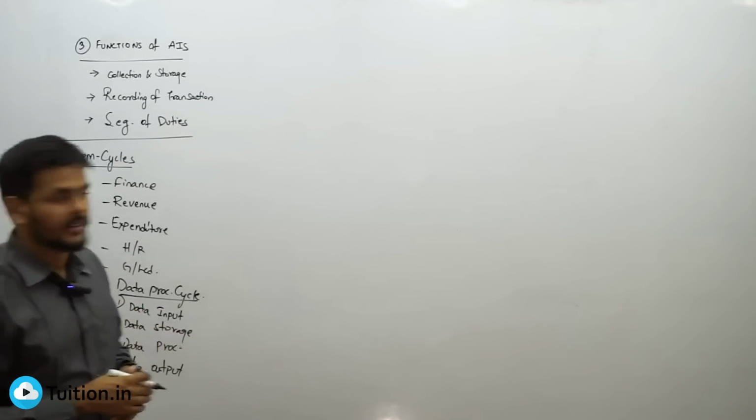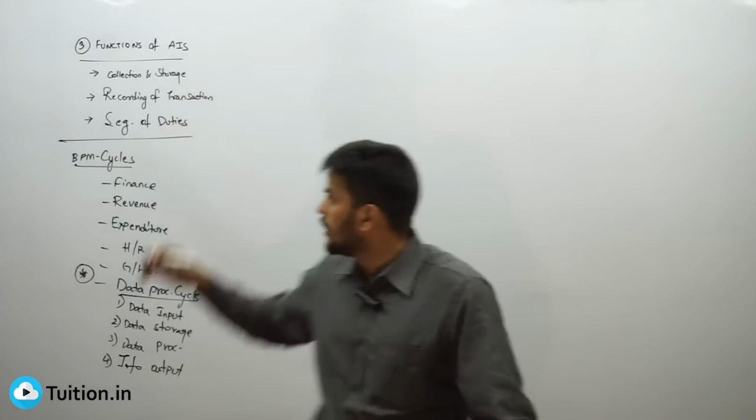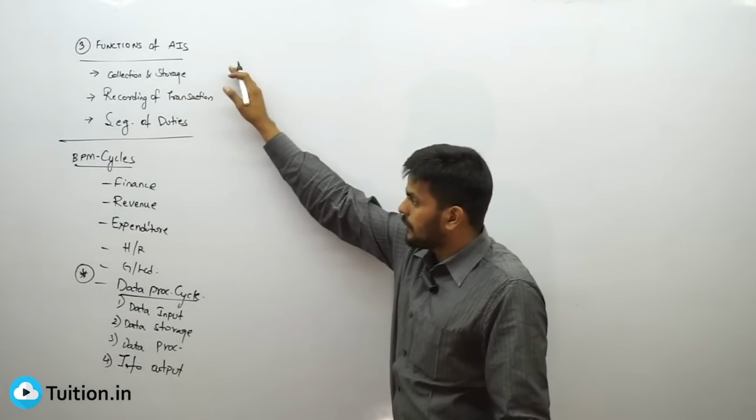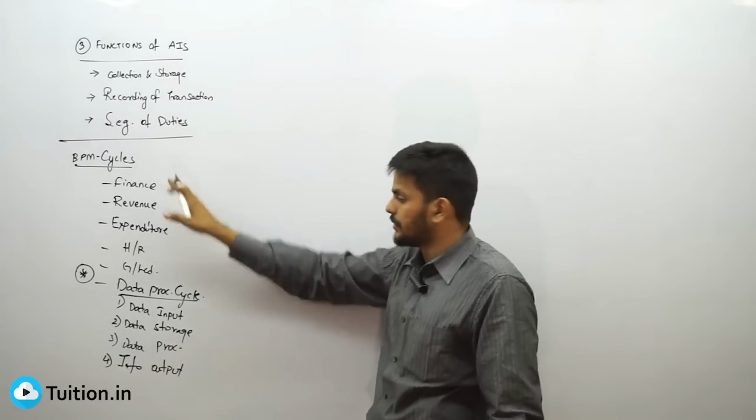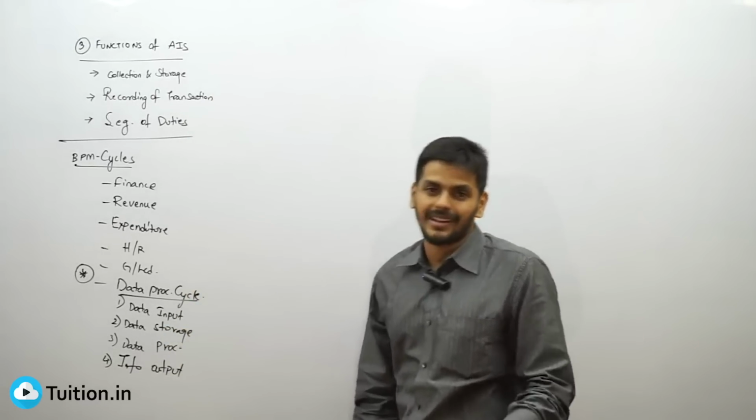Okay, that is what data processing cycle is all about. That is topic number 8 for you, where we talked about what is accounting information system, the 3 functions, the BPM cycles, and of course the data processing cycle as such.